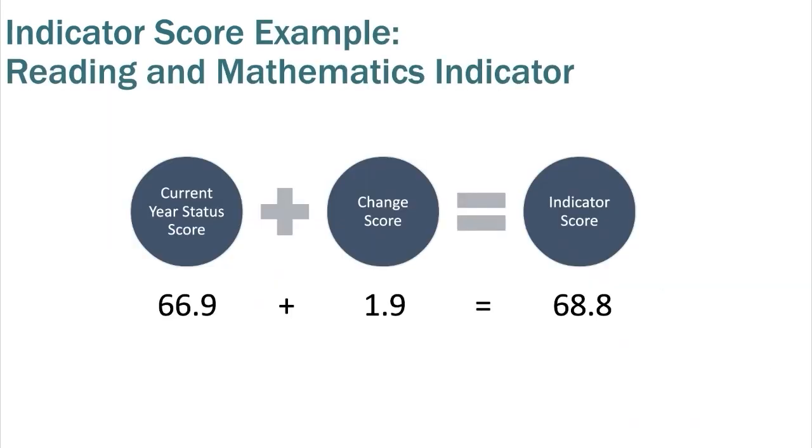I'm going to use the scores we calculated in the previous slides as an example for how we'll calculate an indicator score. We determined that 66.9 was the current year status score and 1.9 was the change score. So I will add those two scores, 66.9 plus 1.9, to give me an indicator score of 68.8. On the next slide, I'm going to show you how all these scores come together.